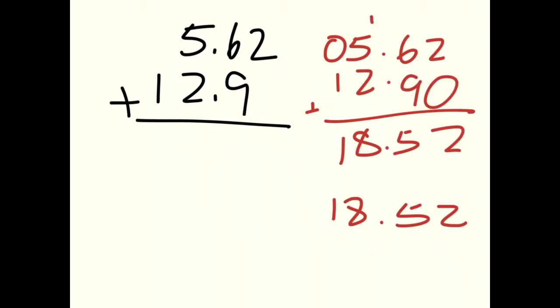For adding decimals, as you see here, we're going to do 5.62 plus 12.9. As you see here, I've solved my answer, and I will tell you how. So I put zeros over here as placeholders and right here, and I added 2 plus 0, which equals 2, 6 plus 9, which equals 15, 5 plus 2 plus 1 equals 8, and 0 plus 1 equals 1. As you see here, my answer is 18.52.